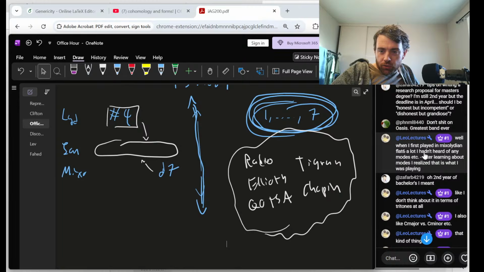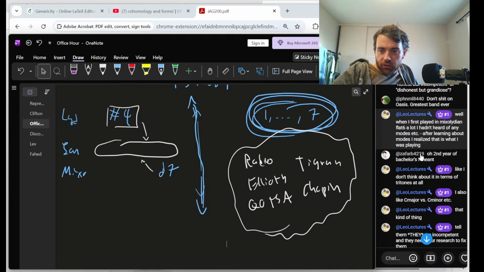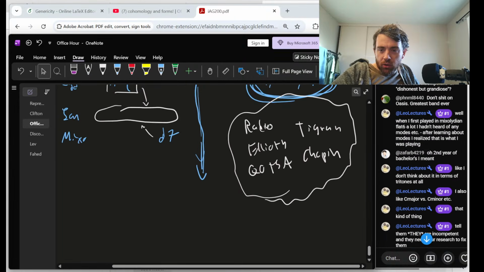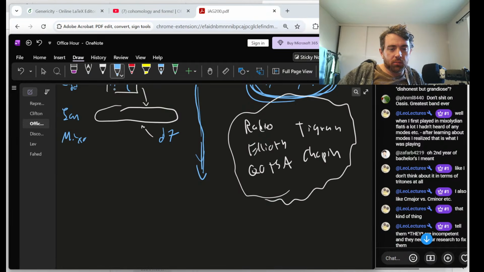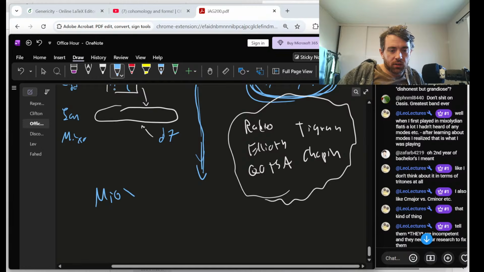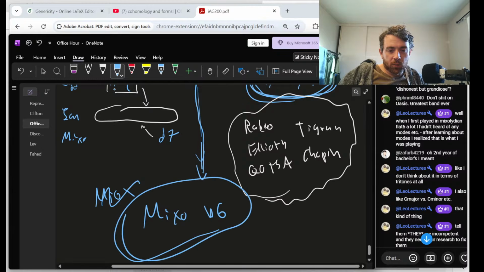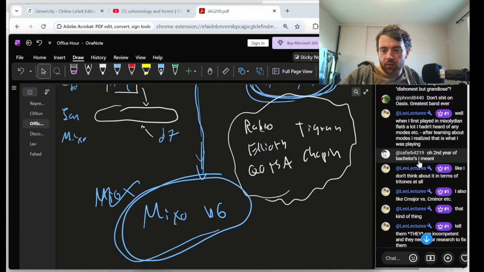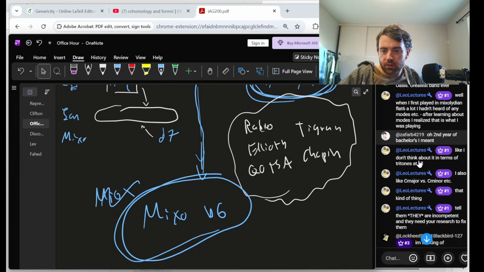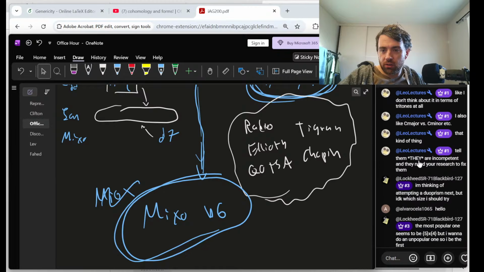When you first played in Mixolydian flat 6, you hadn't heard a lot of modes. After learning about modes, you realized what it was you were playing. Okay, cool. I'm going to write that down, actually. Mixo flat 6. I'm going to try and play around with that later today. You don't think about it in tritones at all.